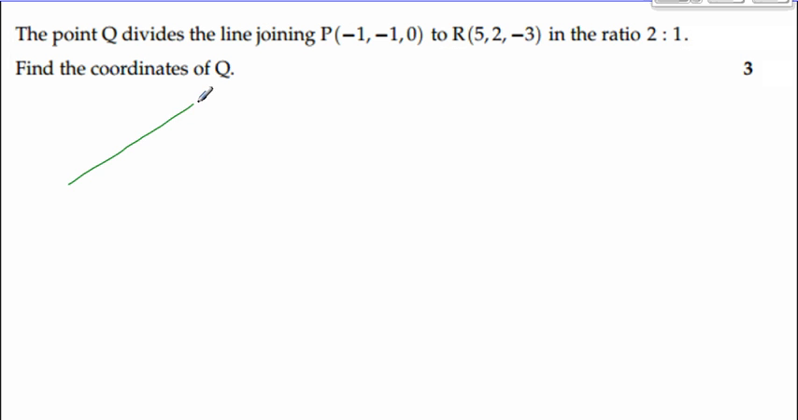Okay, these ones here, let's start with a diagram. Nice, easy thing to do. So we've got P, Q, and R, and the ratio is 2 to 1. Now there's 2 or 3 different methods for answering these questions.